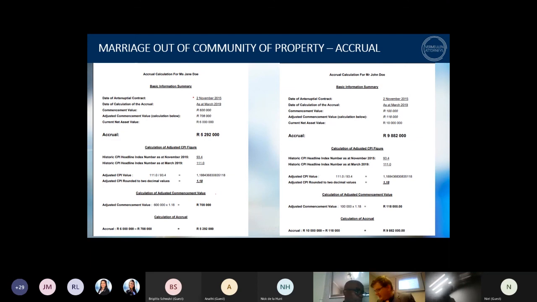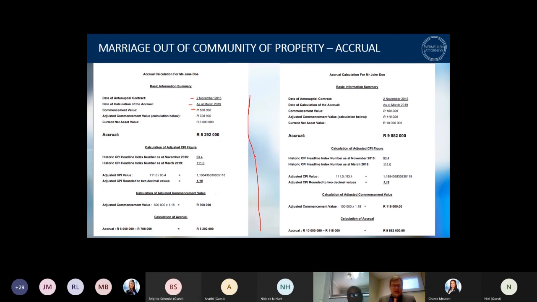Right. You need a few things. Firstly, you need the date of the anti-nuptial contract. Secondly, you need the date of the calculation of the accrual. Then you need the commencement value of the party. Now remember, you see two pieces of paper here. On the left-hand side, we've got Jane. On the right-hand side, we've got John. Why? Because each of them is going to have their own calculation of the accrual.